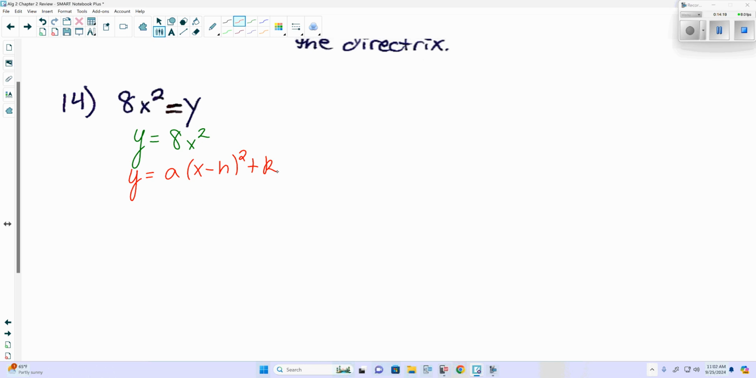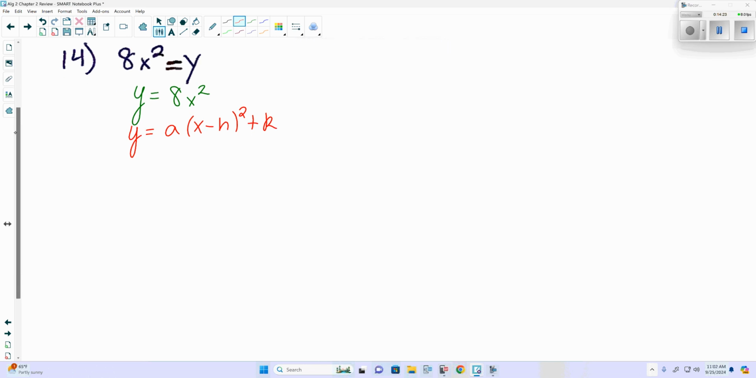Yes? Yep, h and k are 0. Because here, since there's no parentheses and nothing added to the end, h is 0. K is 0. That's why I said the vertex is 0, 0. And a is indeed 8.